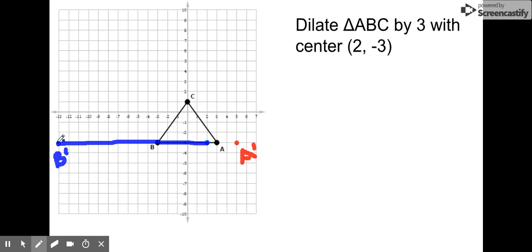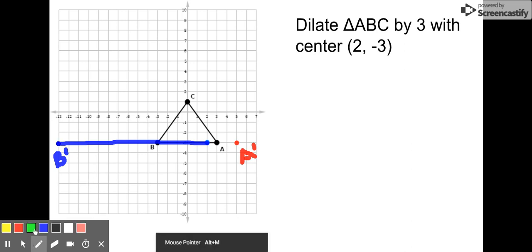This is a good sign because we see that A prime to B prime is still a horizontal side, which is what we want. It's this straight horizontal line segment. We also can see that the distance from A to B is 6 units. So if we're dilating by 3, the distance from A prime to B prime should be 18 units, which we can see is true because 5 to 0 is 5 units, 0 to -13 is 13 units, and then 13 plus 5 gives you 18. So we can see that is on the right track. So now we just have to find the coordinates of C prime.